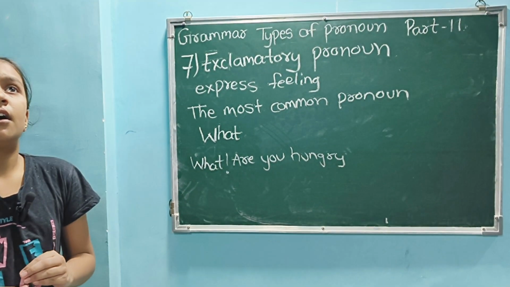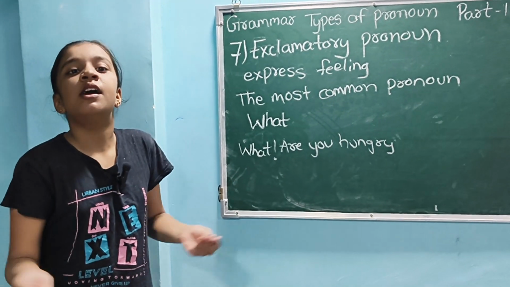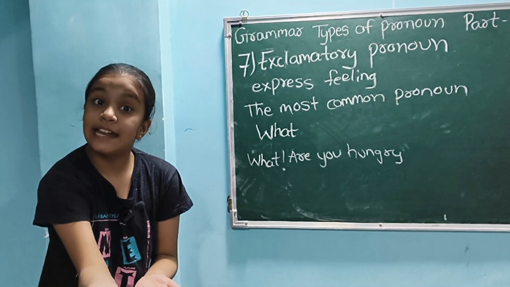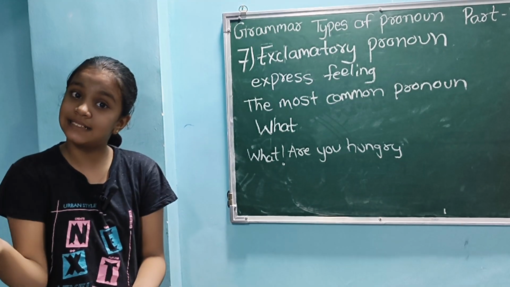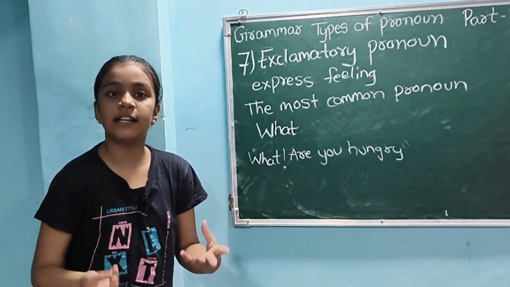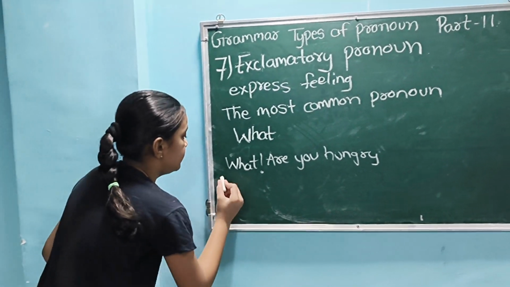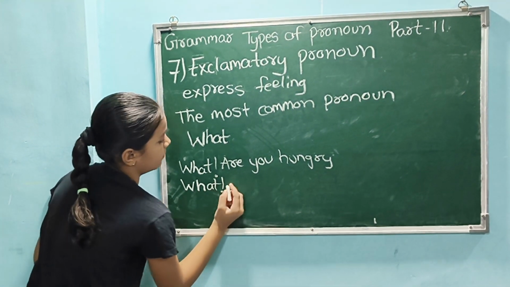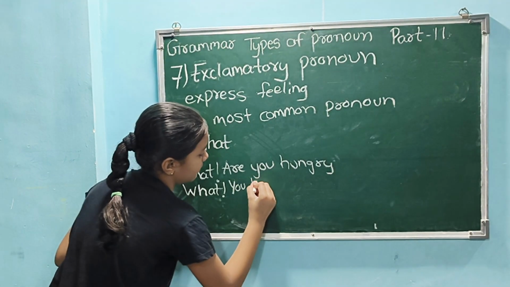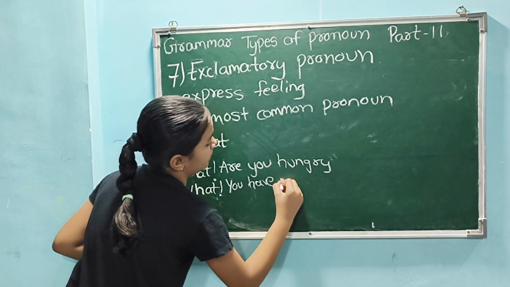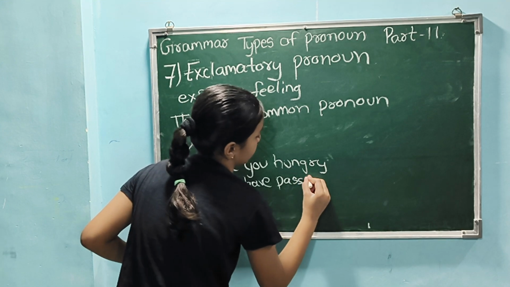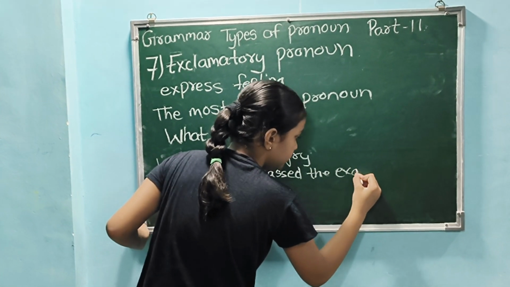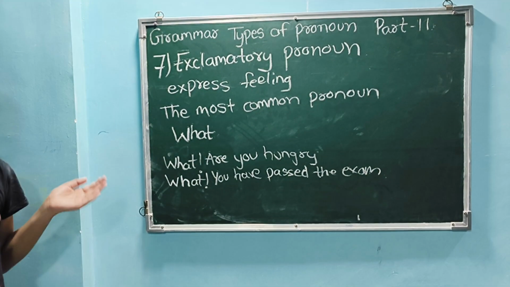Next example is what, you have passed the exam, like this. I am talking and telling, can you pass the exam? Means I am telling that, can you do this work? Can you pass this exam? So that's why I am shocking and telling you what, you have passed the exam, like this. Okay, so this was about exclamatory pronouns.